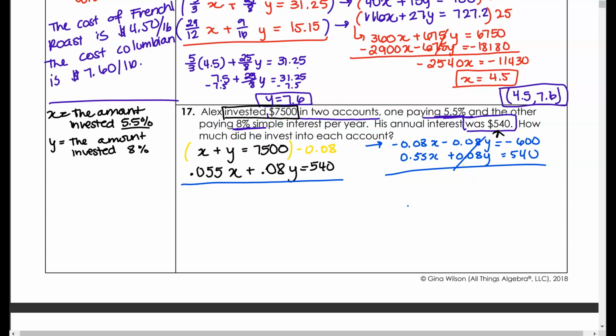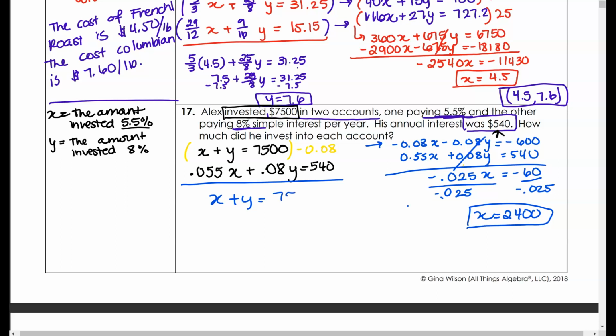It didn't come out very nice. So it's going to be about a 2.5, right? So it's 0.025x, and that's going to equal, that should be negative. This is going to be negative 60. Let's go ahead and divide by negative 0.025. So then x would equal 2,400.